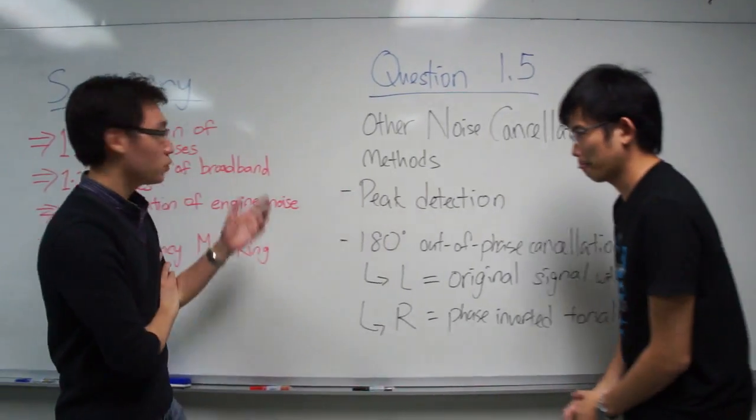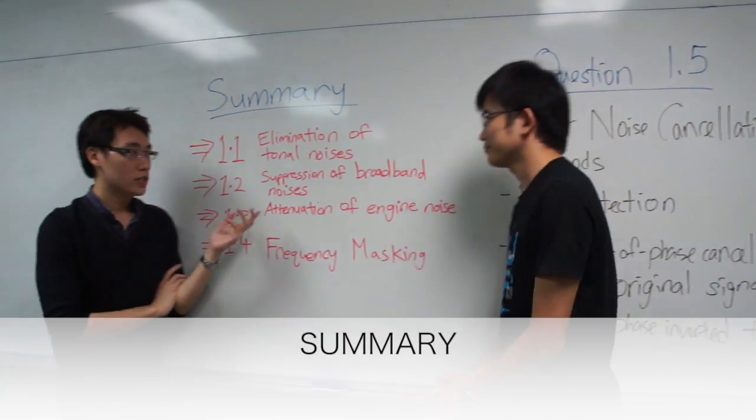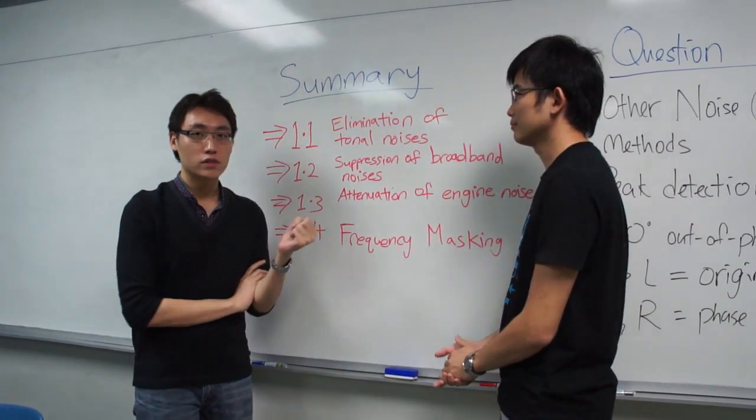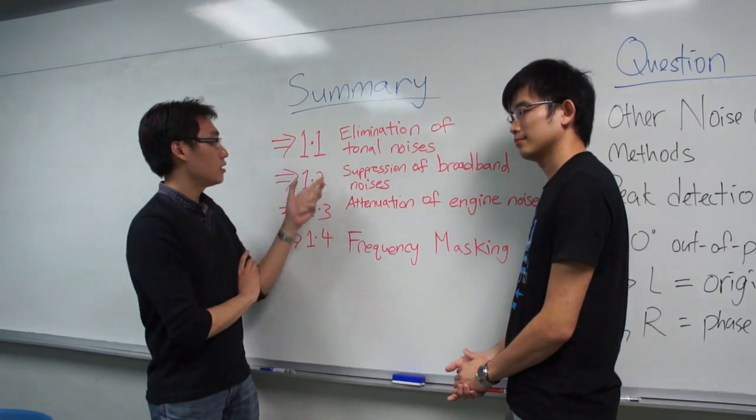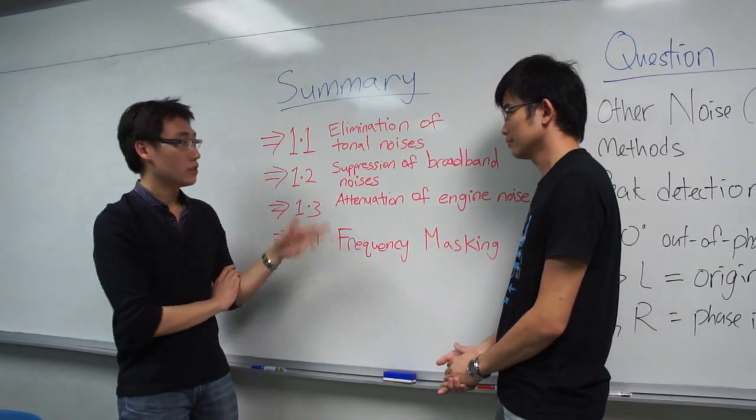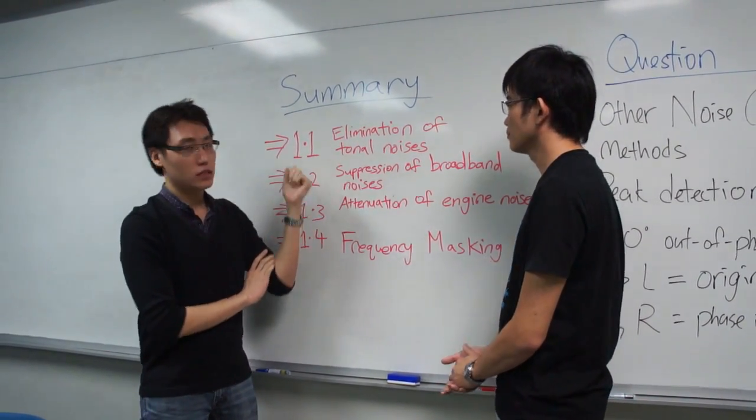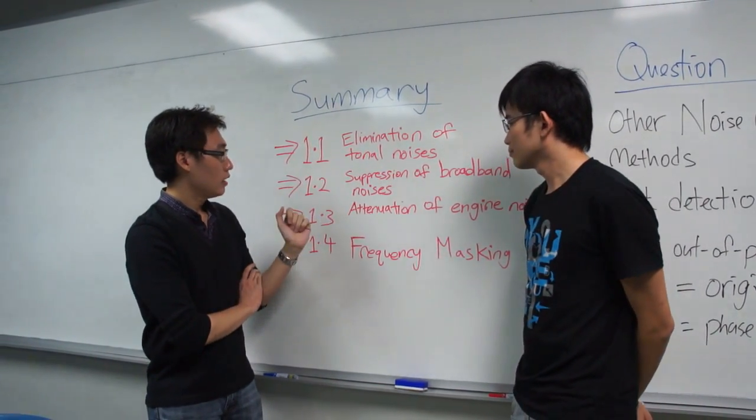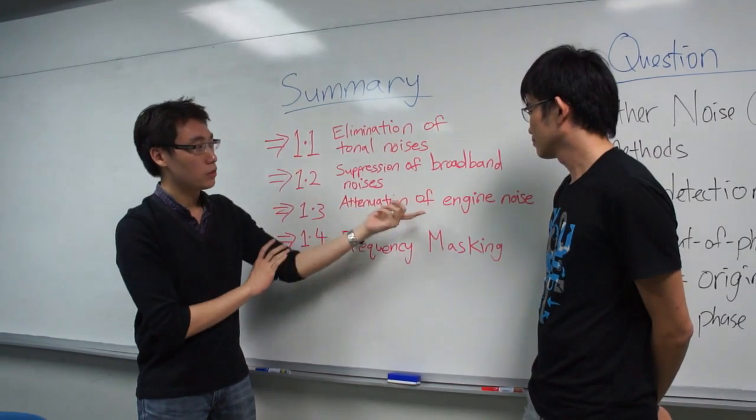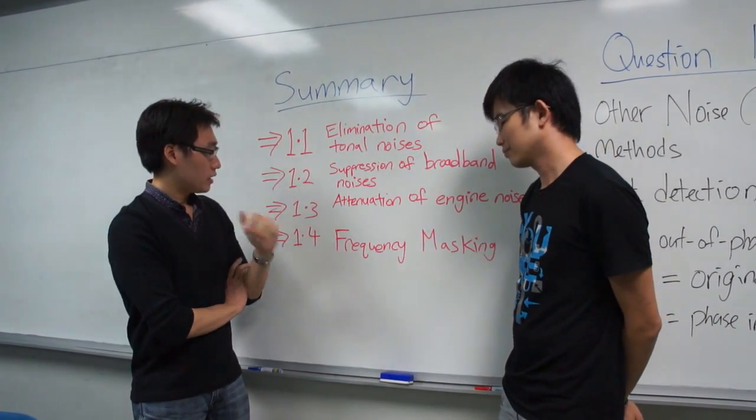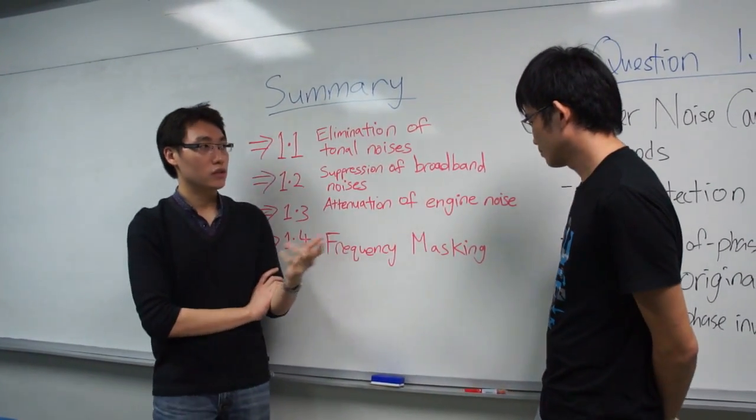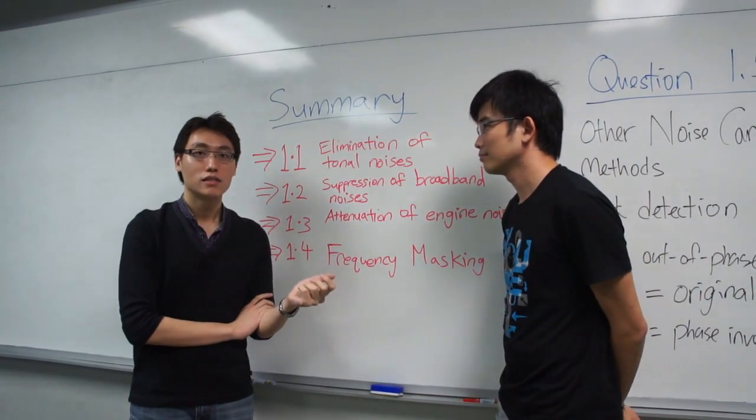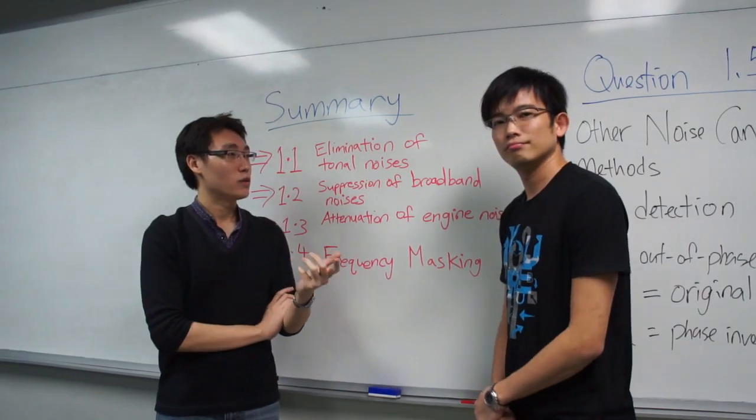Okay, so now moving on to the summary. For our project, we have investigated different methods whereby we can remove noise from the original music content, and this is demonstrated through the 4 exercises, whereby for 1.1 we investigated tonal noises, for 1.2 we played with broadband noises, and for the third exercise we tried to attenuate engine noises. Then as a last exercise, we also performed some form of auditory masking to see how we can mask away tonal noises. Okay, so with that in mind, I think we completed our project.